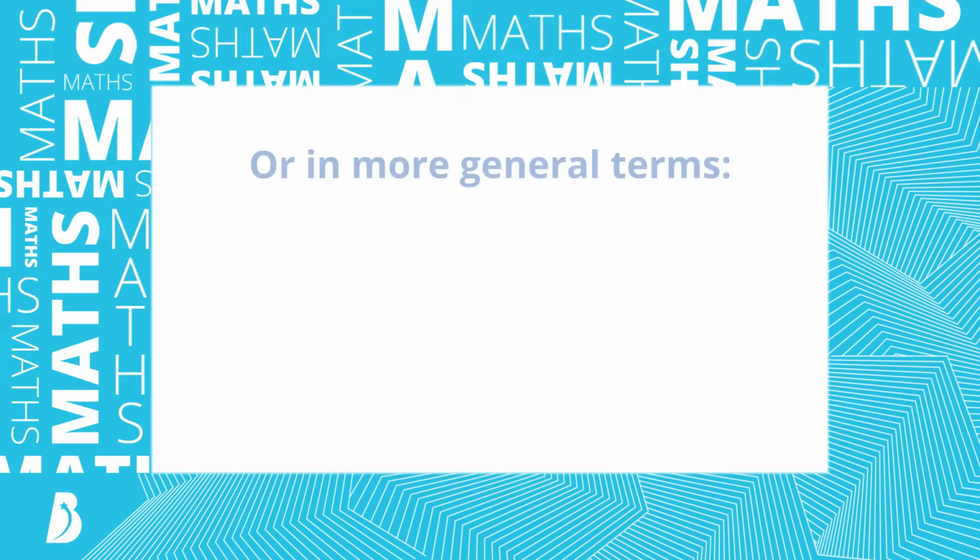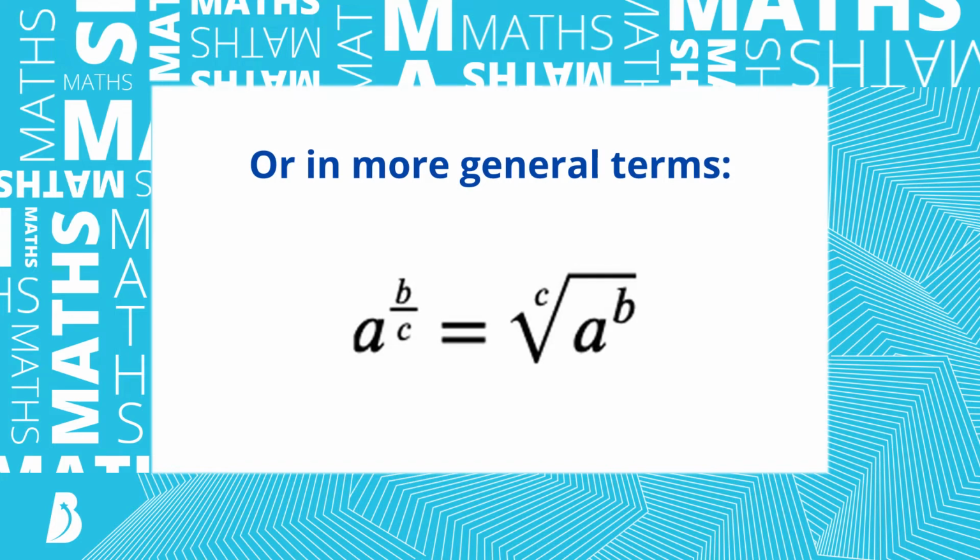In more general terms, we can say that a to the power of b over c equals the cth root of a to the power of b. The cth root just means a little c in that square root sign, similar to a cube root or the fourth root.